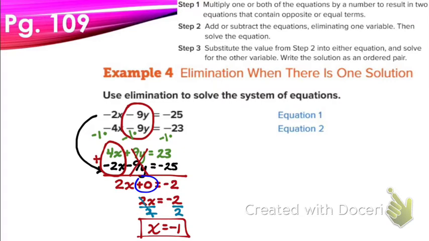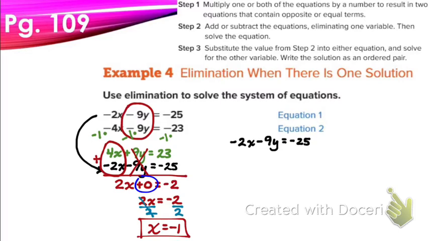We've got to substitute back into one of these two original equations. Do you want to use the top one or the bottom one? It doesn't make any difference, but we have to pick one. Top one, okay. So my top equation was negative 2x minus 9y equals negative 25. And what am I putting in the place of x?